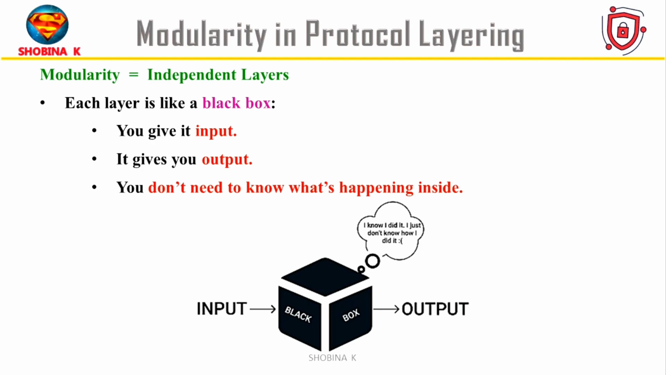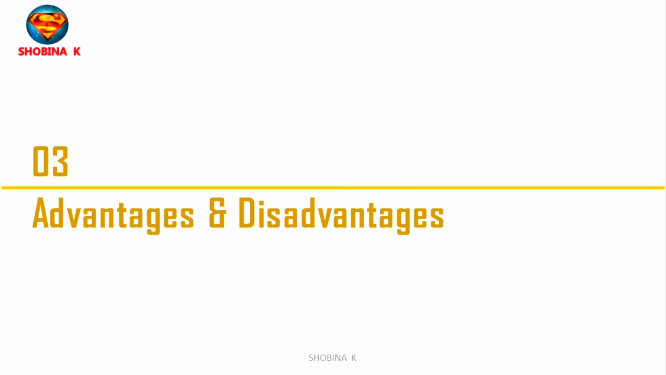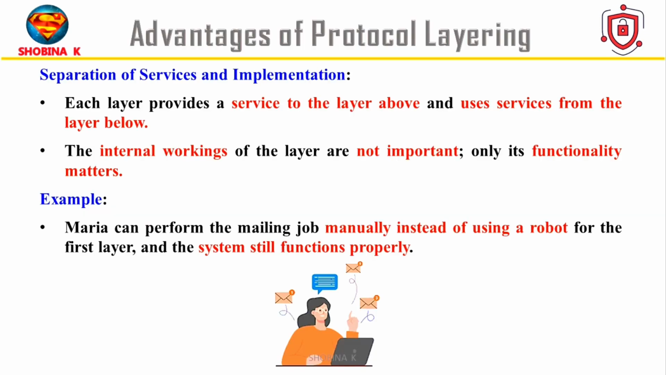Each module functions as a black box, which means its internal workings are not relevant to the user. Only the inputs and outputs matter. So this allows flexibility and interchangeability among different components. If two machines give the same output for the same input, they can replace each other. For example, Anne and Maria can buy the second layer encryption machine from two different brands. As long as both machines take the same plain text, give the same ciphertext, and do the reverse correctly too, they are interchangeable.